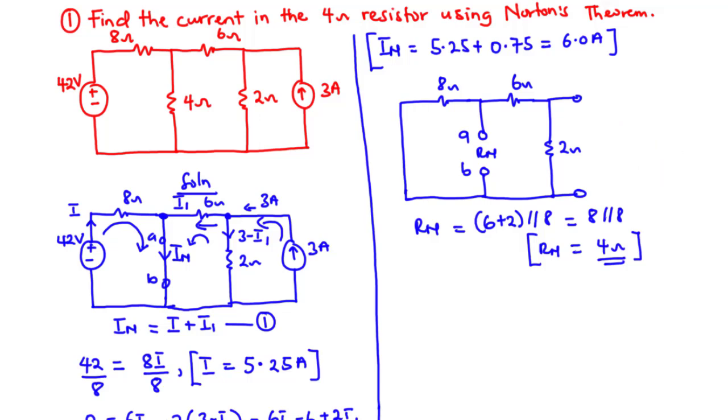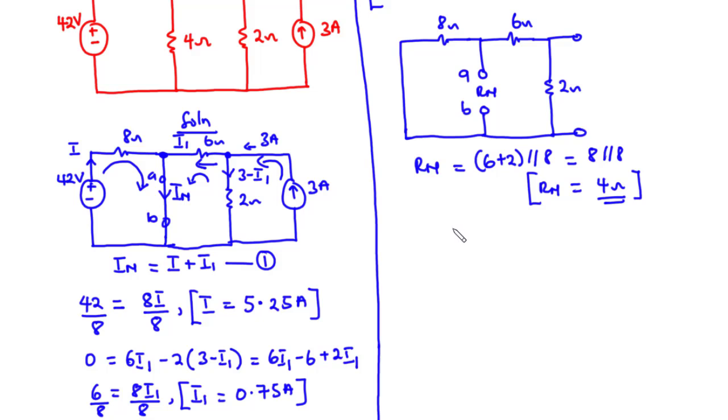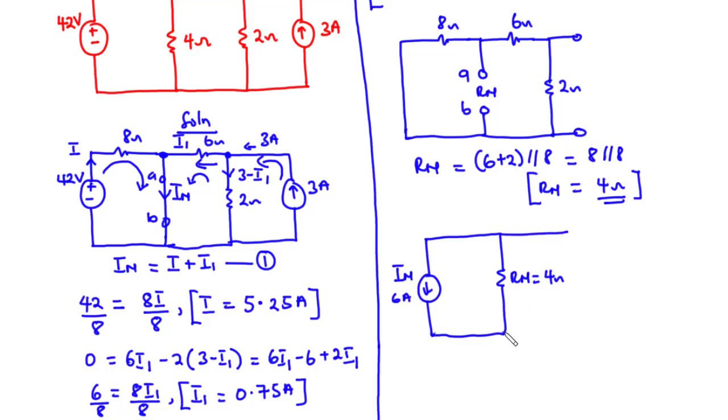Now let's produce the Norton's equivalent circuit and find the value of the current flowing through the 4 ohms resistor. Now notice the direction of IN. We have IN pointing downwards. Therefore we have the Norton's current IN in this direction, connected in parallel to Rn, and also we have the load resistor, which is 4 ohms, connected in parallel with Rn.